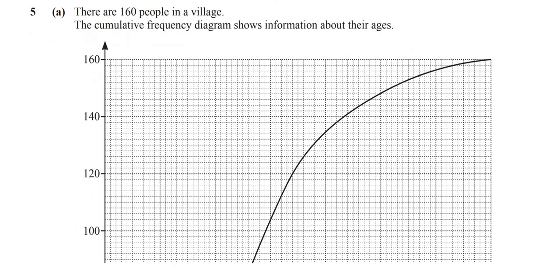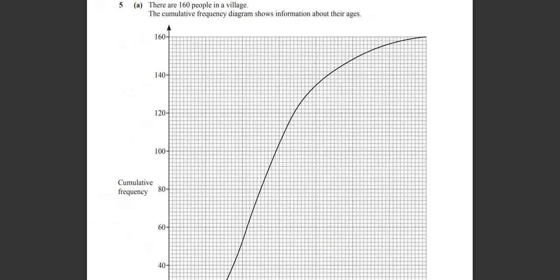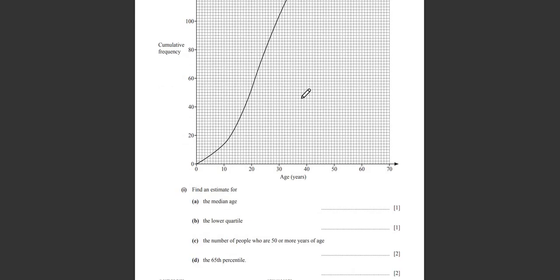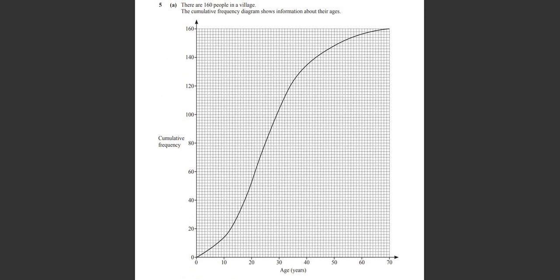Okay, moving on to question number 5. They have given us this information. In this question, it says to find the median age. Median we all know is the middle number. So what's the middle of 160? Middle of 160 is 80.